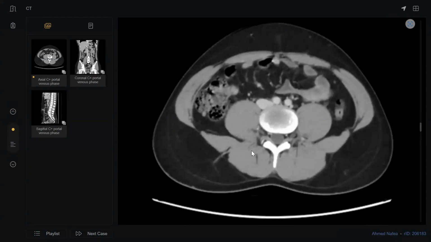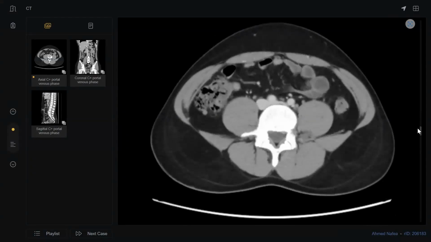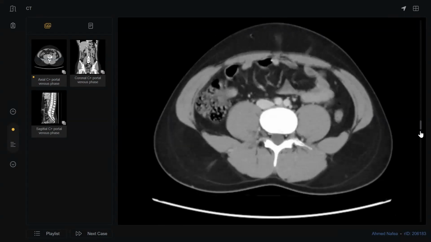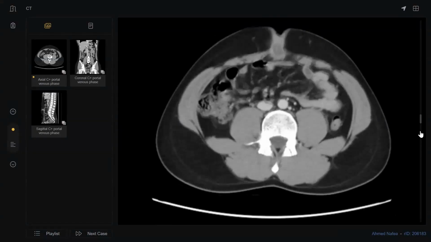This patient has mid-abdominal pain. Go on. I'm presented with axial slices of a patient presenting with mid-abdominal pain. I'd like to look from the top of the scan to the bottom. It's scrollable for you. Yeah, it's just a bit slow. Use the arrows, please.